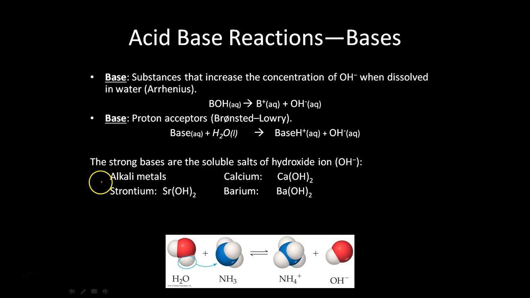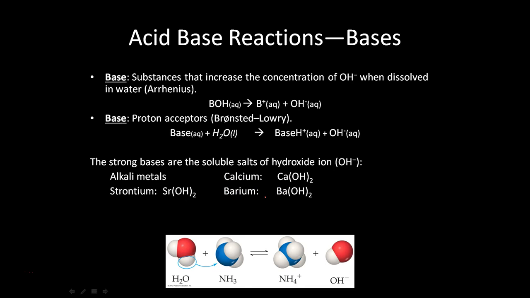All of the strong bases are hydroxide ions, so they're ionic compounds with hydroxide as the anion, and all alkali metals bonded with hydroxide ions are strong bases. Also notice there's strontium hydroxide, calcium hydroxide, and barium hydroxide are strong bases as well.